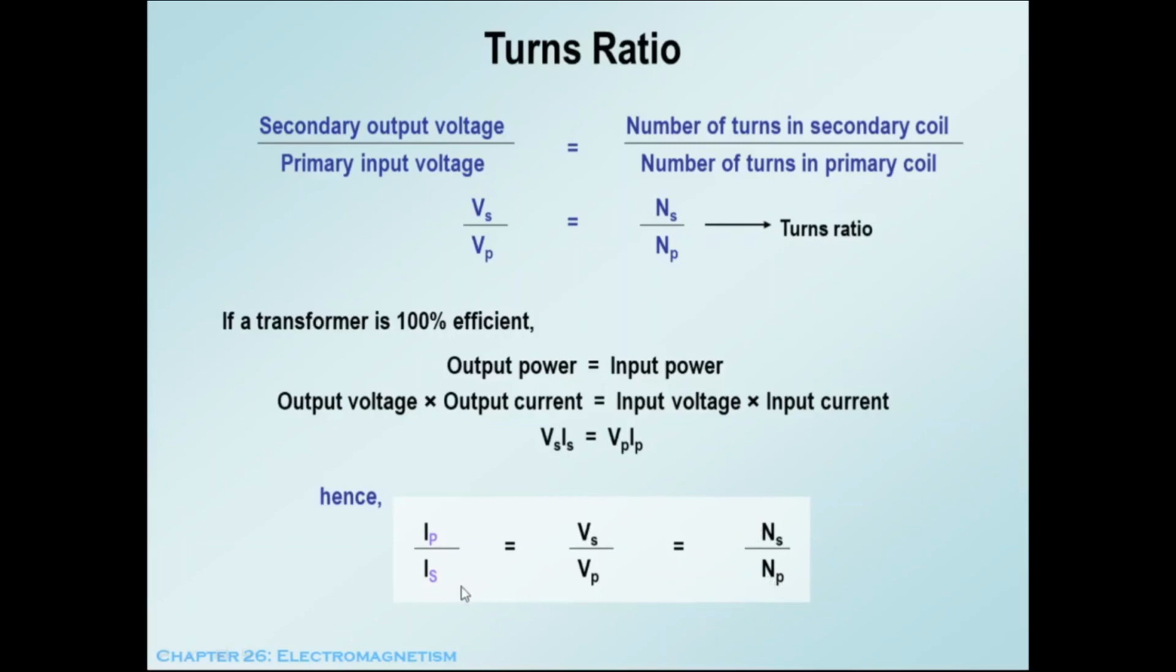But when it comes to the current, it is inversely proportional. Ip corresponds with Vs and Is corresponds with Vp. Same thing goes for the current and the number of turns of the coil. Np corresponds with Is and Ns corresponds with Ip.